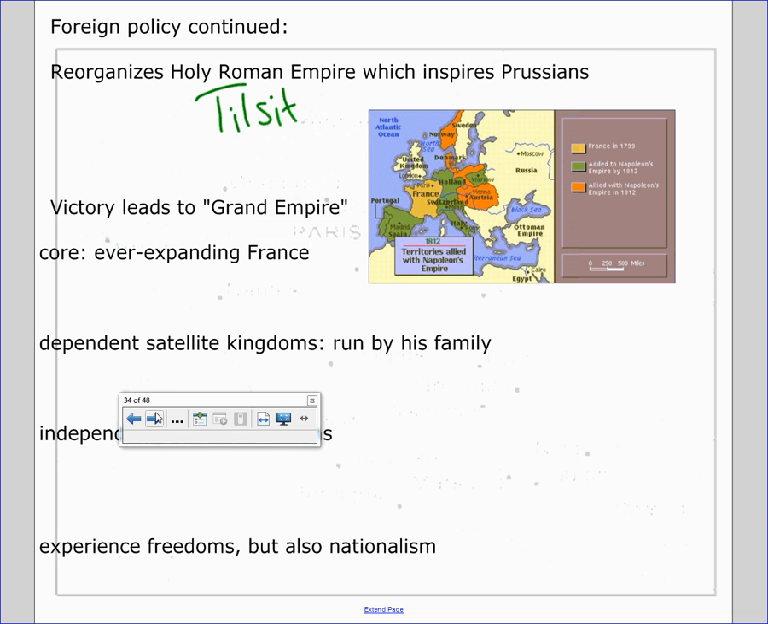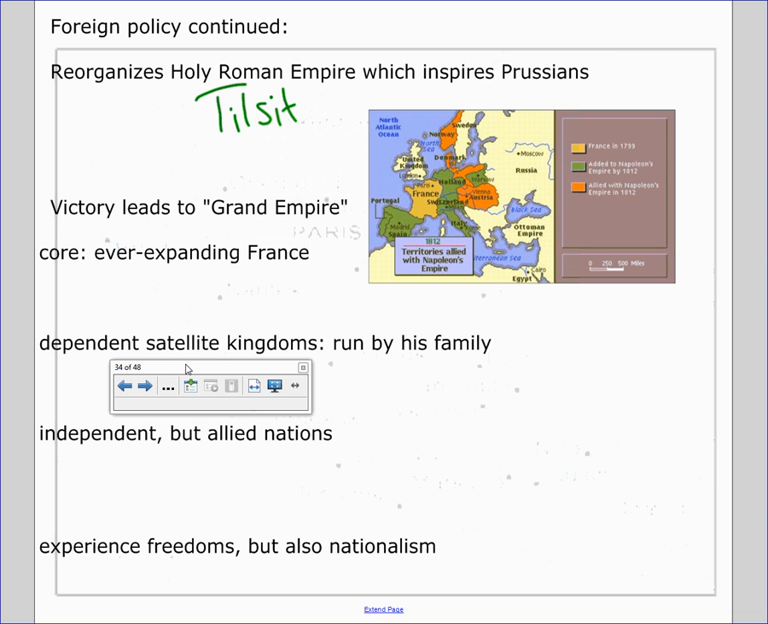Okay, and then the empire. This is a big thing to review. Review these things here. France is considered the core, obviously. You've got satellite kingdoms. You could look up all the different places where his relatives were in charge, like Spain and some of the Italian city-states. And then you had the big forces allied with them: the Prussians, the Russians, and the Austrians.